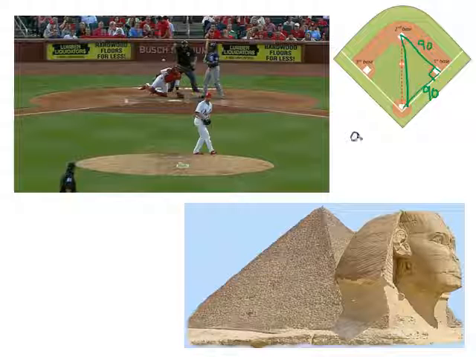If we use Pythagorean theorem, a squared plus b squared equals c squared, we know that this is the a and this is the b, and our hypotenuse is always c. So we plug in our numbers, 90 squared plus 90 squared equals c squared. And then you can use your calculator.